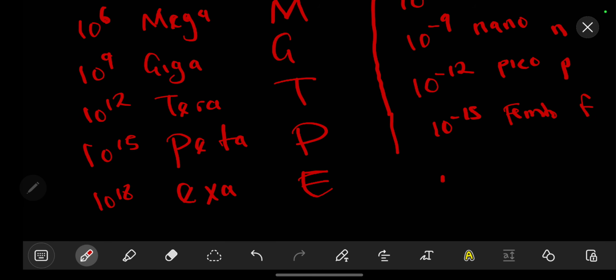Then here, when we get our 10 raised to the power negative 18, we are going to have what we call the atto. The symbol is small letter a. So all the symbols for the prefixes that are negative are small letters like that.